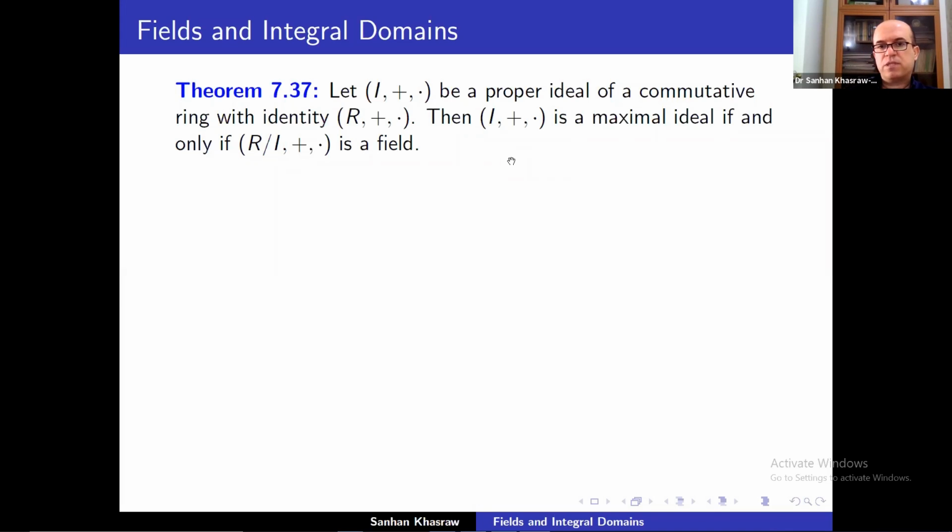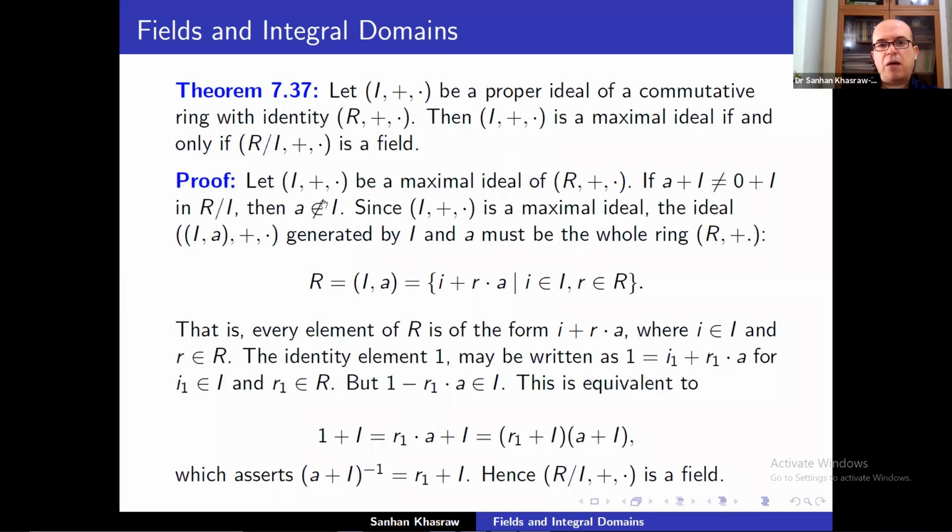Let's check the proof. First, take a maximal ideal I of R. I want to show that R over I is a field. Since our ring is commutative with identity, so is R over I. What I have to show is that every non-zero element in R over I has a multiplicative inverse. So let me take A plus I to be a non-zero element in R over I.